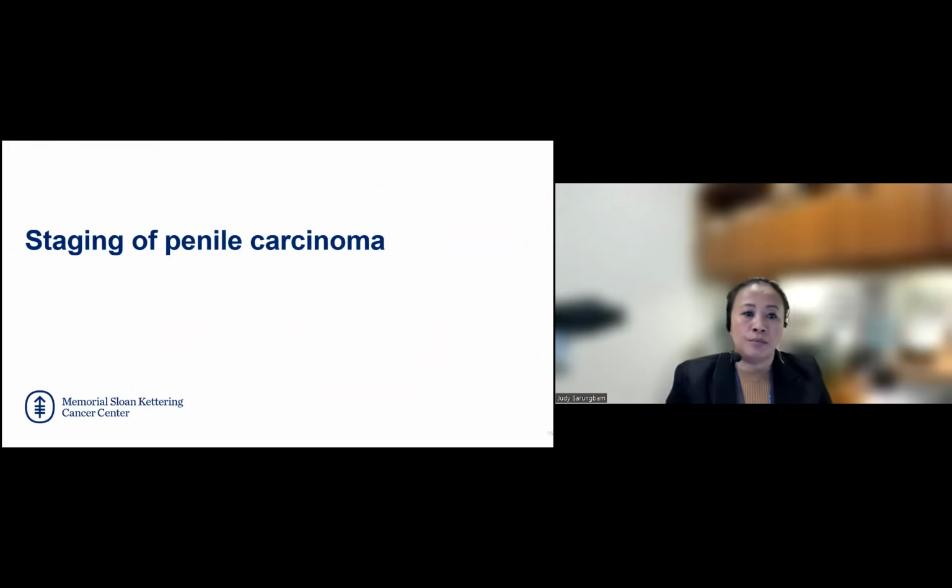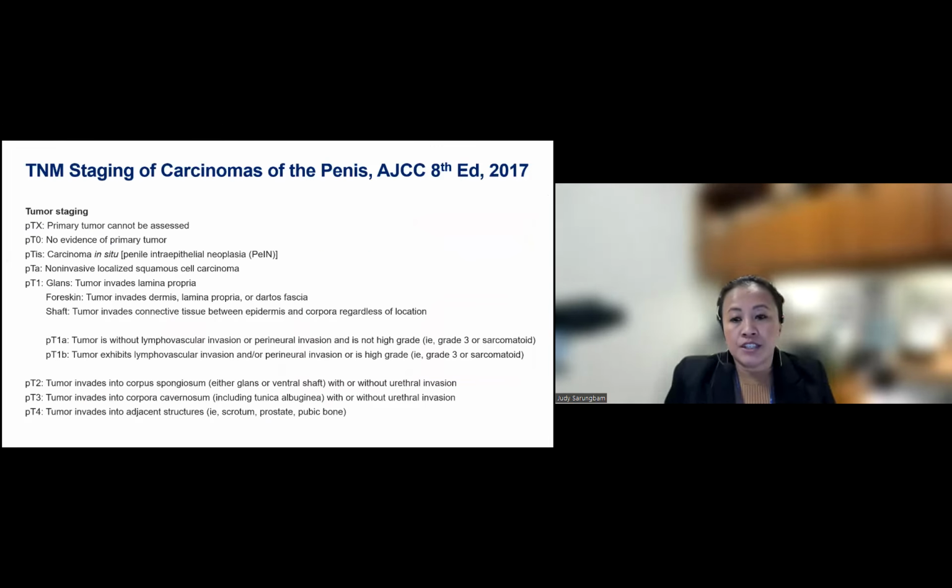So finally, coming to the main topic, the second part of the topic is the staging of penile carcinoma. Staging is based on the level of invasion, the grade of the tumor, perineural invasion, and lymphovascular invasion, and this is according to the AJCC 8th edition. It is pTis or pTa, then pT1, which is subdivided into pT1a and 1b, then pT2, 3, and 4. I'll be talking a little bit about all of these subsequently with examples.